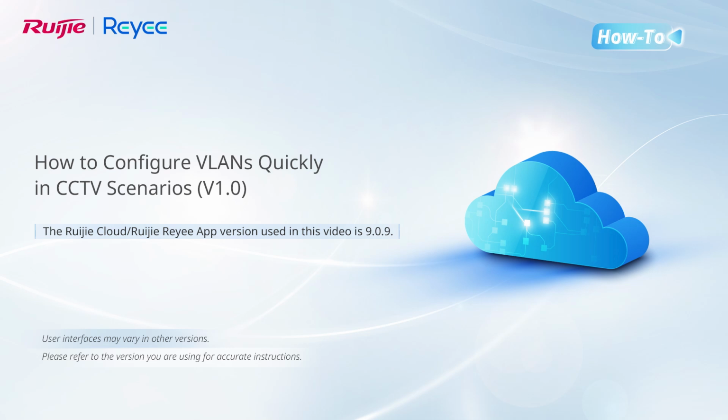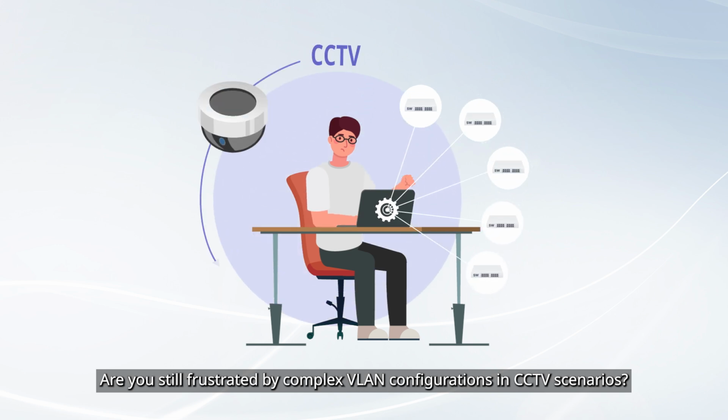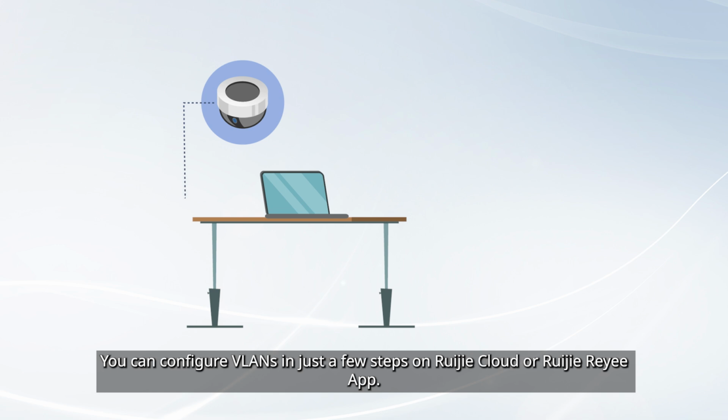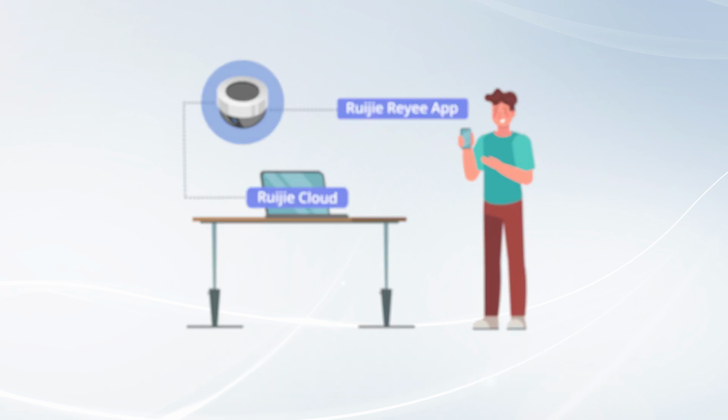This video introduces how to configure VLANs quickly in CCTV scenarios. Are you still frustrated by complex VLANs configurations in CCTV scenarios? You can configure VLANs in just a few steps on Ruijie Cloud or Ruijie Reyee App.